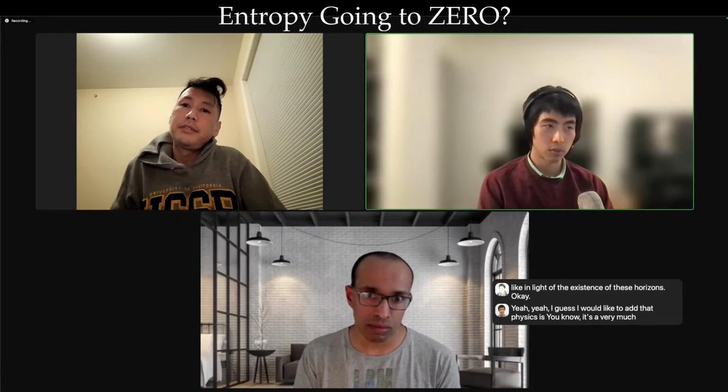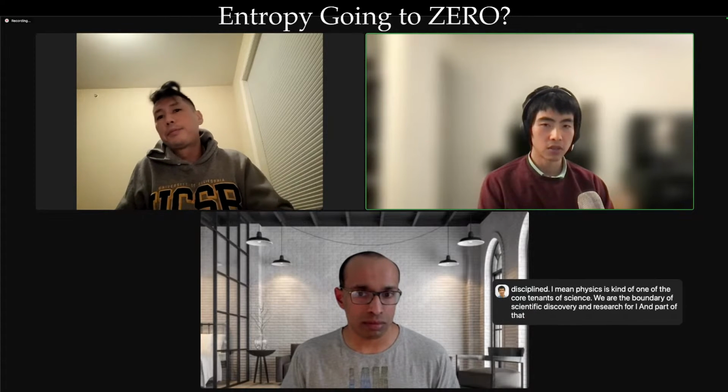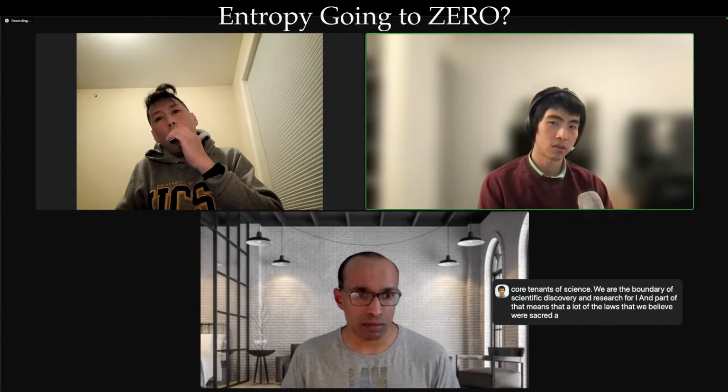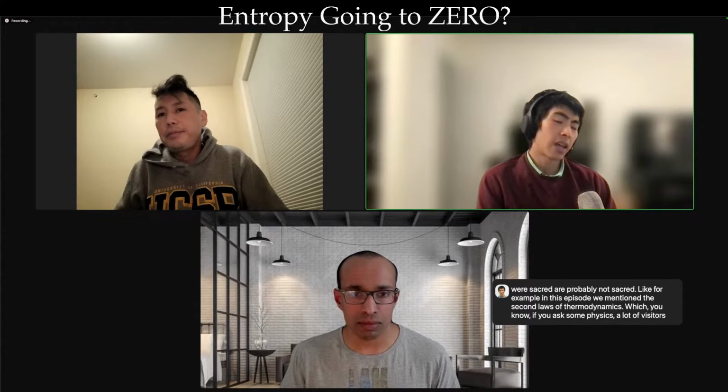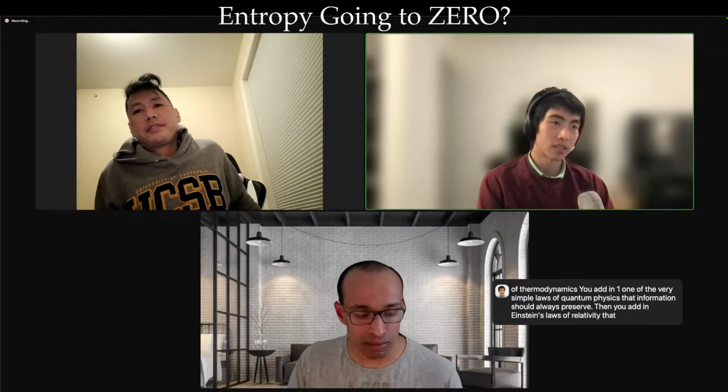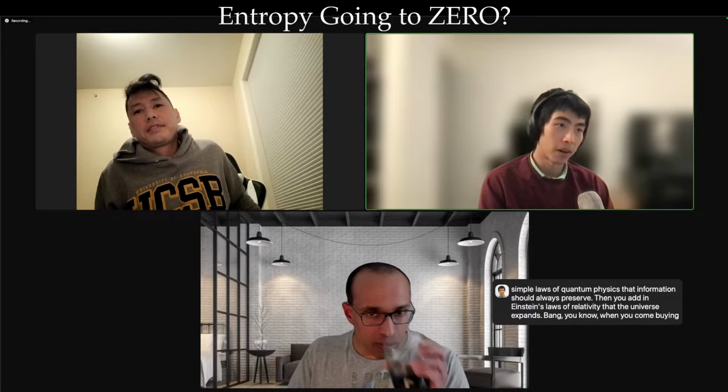I guess I would like to add that physics is a very much alive discipline. Physics is one of the core tenets of science. We are at the boundary of scientific discovery and research, right? And part of that means that a lot of the laws that we believe were sacred are probably not sacred. For example, in this episode, we mentioned the second law of thermodynamics, which, if you ask a lot of physicists, they might say, this is the one I'll bet my money on will never be wrong, right? But yet, if you take the second law of thermodynamics, you add in one of the very sacred laws of quantum physics that information should always be preserved, and then you add in Einstein's relativity, that the universe expands, and bang, when you combine them, they just don't like to be combined, right?